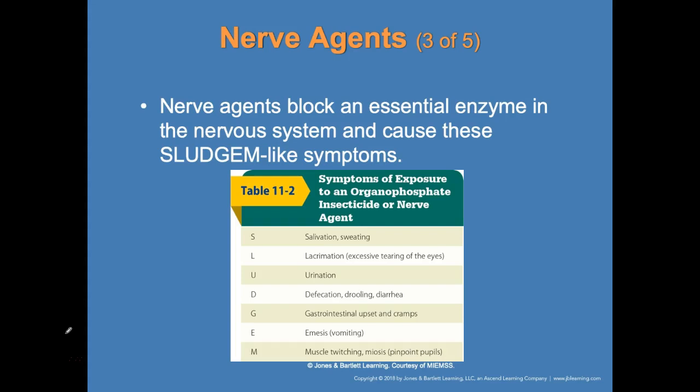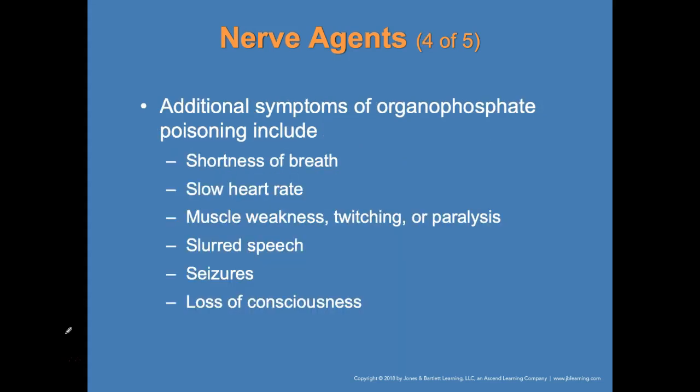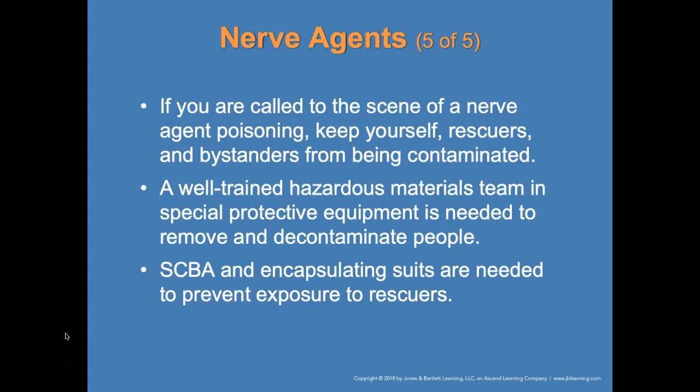Those would be the bigger signs and symptoms, but we also might see shortness of breath, a slowed heart rate, muscle weakness, twitching and paralysis, slurred speech, seizures, loss of consciousness. So it's important that if you are called to a scene of a nerve agent poisoning, you need to keep yourself, rescuers, and bystanders from being contaminated.